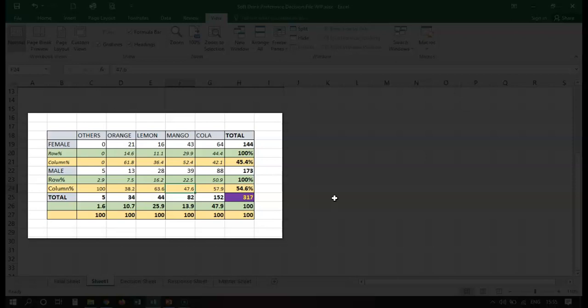In contrast, only 42% are female. So we say that for cola, if somebody is buying a cola, the chances are 58% that the person is male, and 42% that the person is female. In case of orange, the chances are that it would be a female rather than a male.